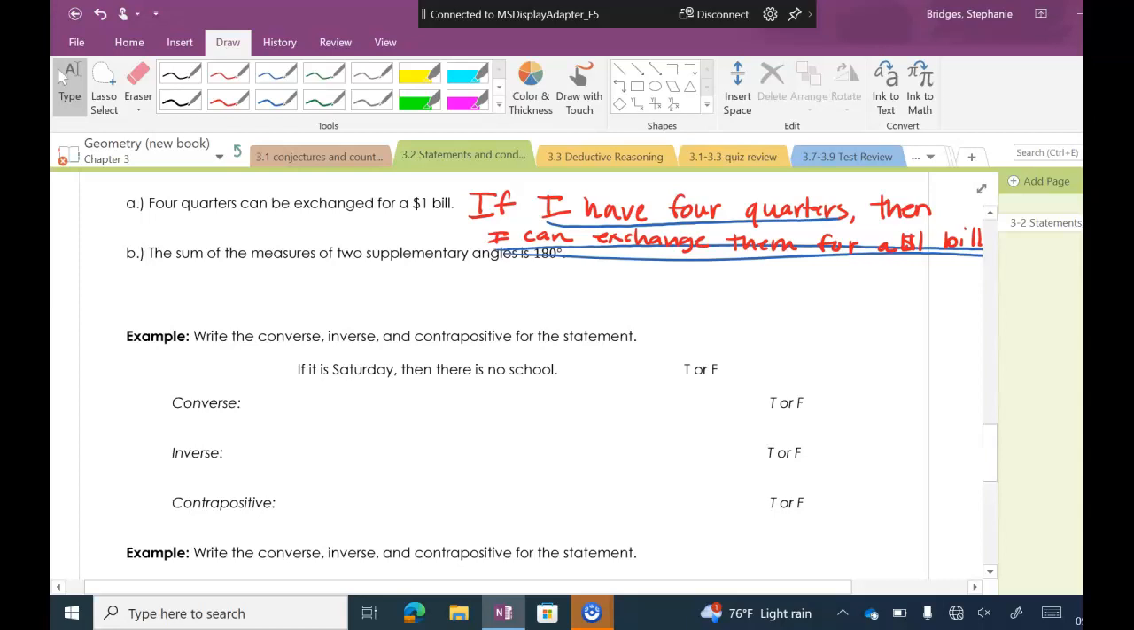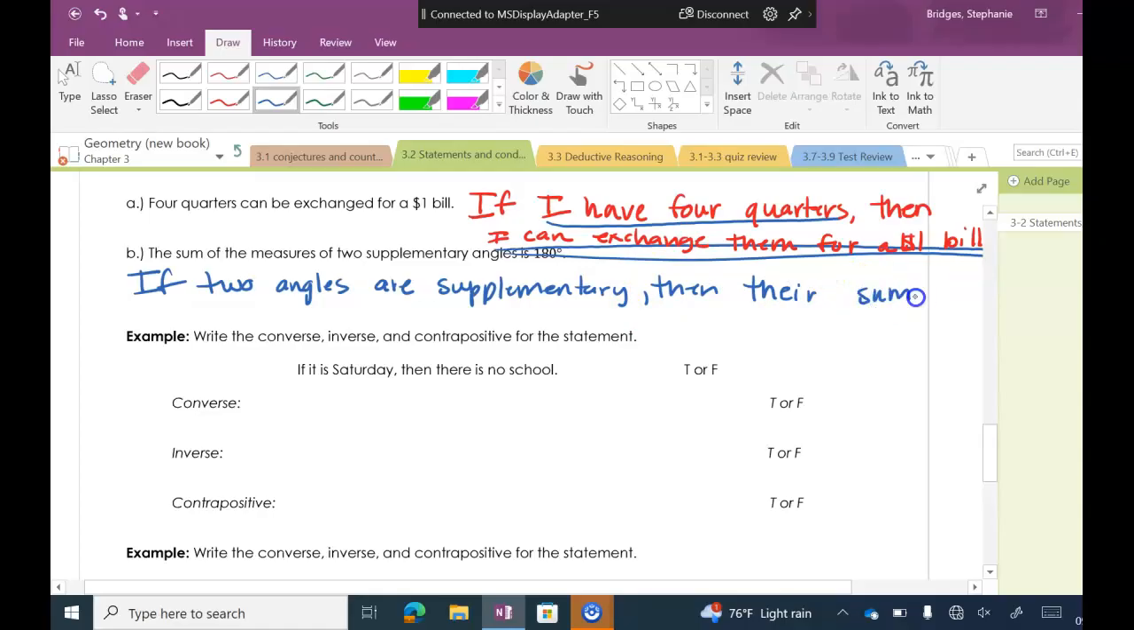You could say if the sum of the measures of 2 angles is 180, then they are supplementary. Or you could say if two angles are supplementary, then their sum is 180. This one, it really doesn't matter which way you go. So I'm going to write it like this: if two angles, because it's less writing, are supplementary, then their sum is 180 degrees.